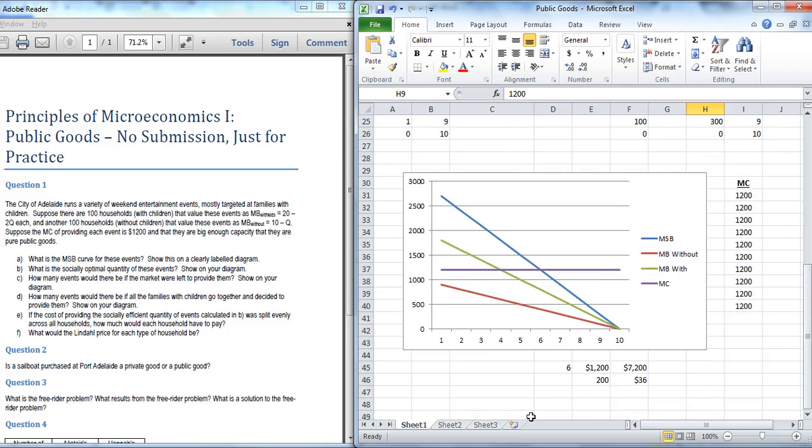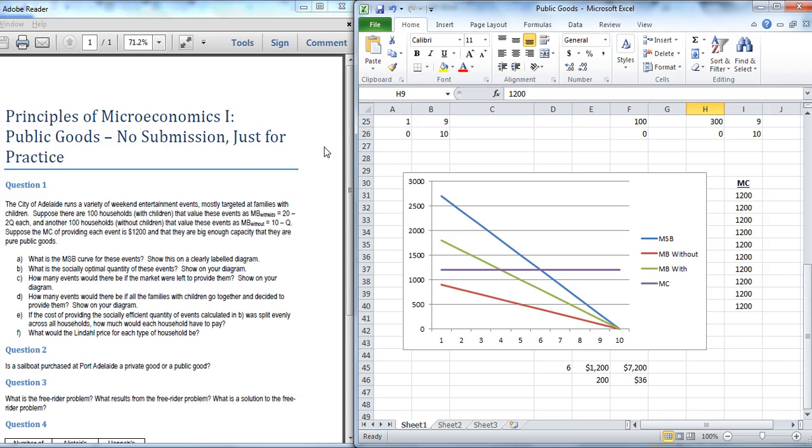So now moving on to Part C, it says, how many events would there be if the market were left to provide them? Show on your diagram. And remember, this is a pure public good, as it says in the question. There's a big enough capacity that they're pure public goods. So what that means is, if any one family provides it, then it's available to everyone. Everybody can access the event if any one family provides it.